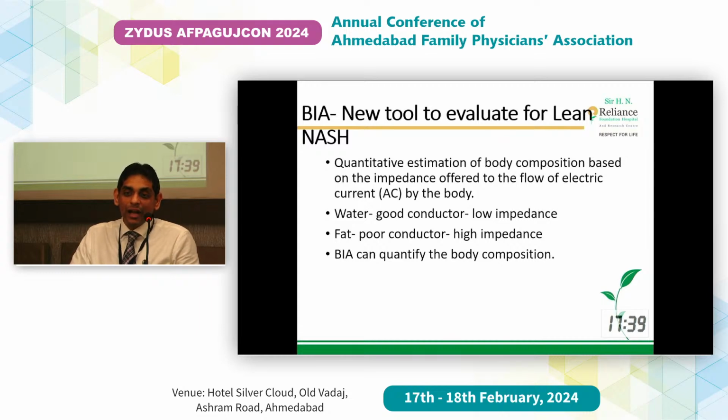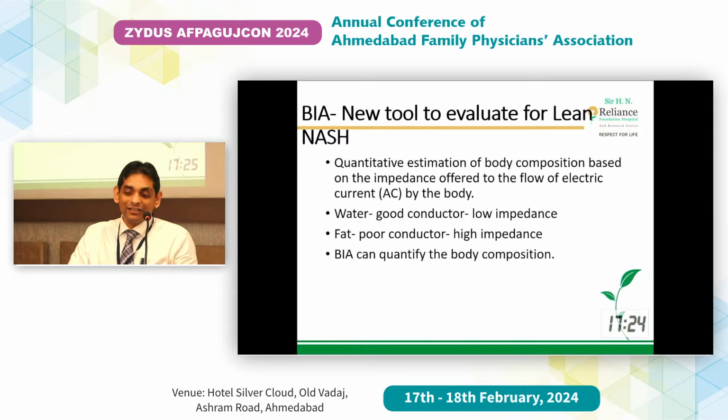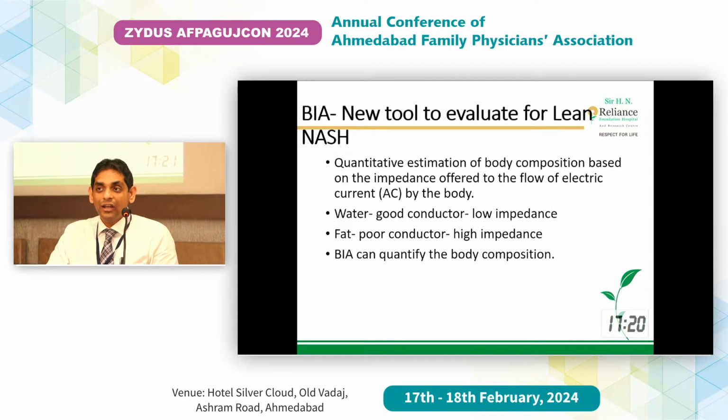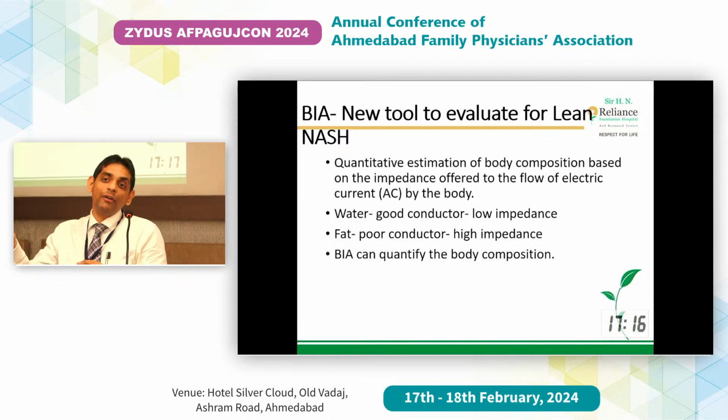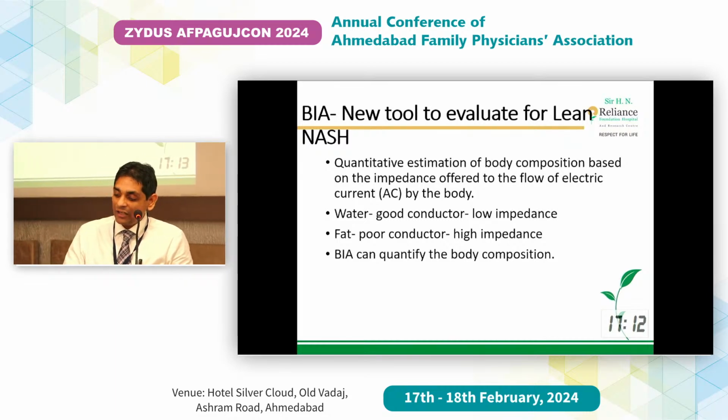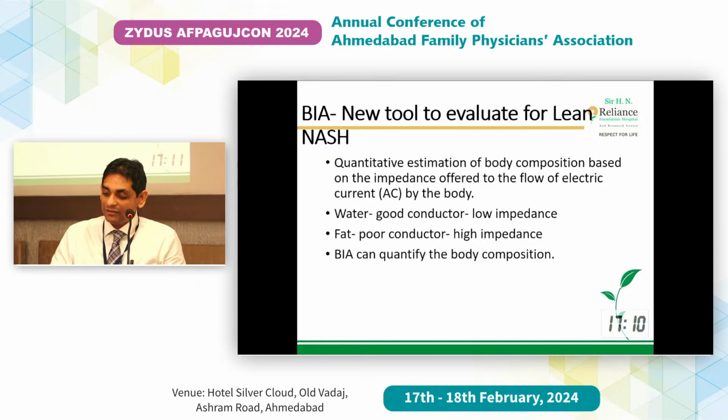So BIA is bioimpedance analysis. Why are we doing this? Basically to understand the body composition of a person. It uses the principle of the flow of electric current through the body. Water, as we understand, is a very good conductor. It has low impedance. Fat is a poor conductor and it will have a very high impedance. Earlier people were using DEXA, but we have taken it to another level by doing BIA, and I will update how it helps us in our management.